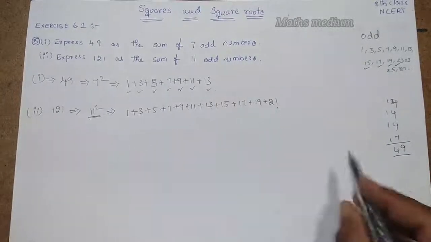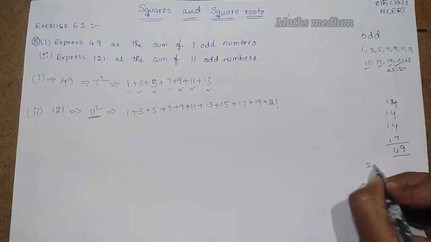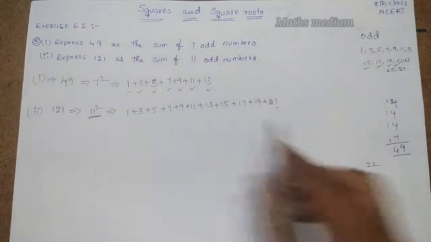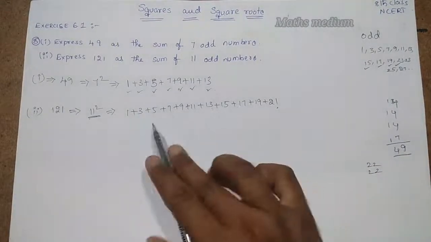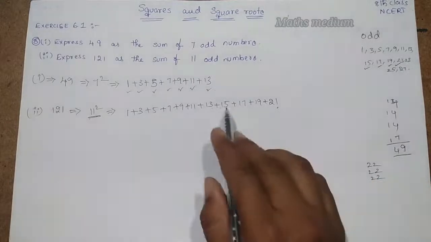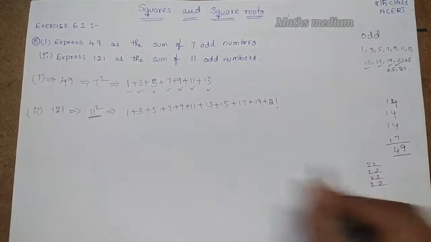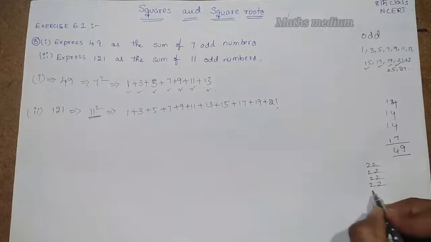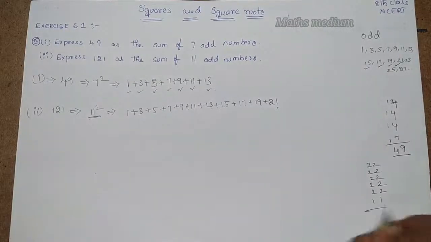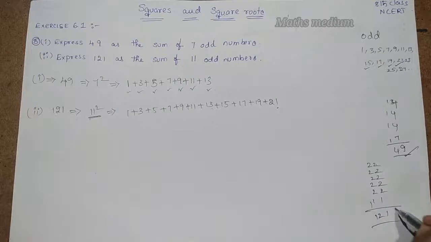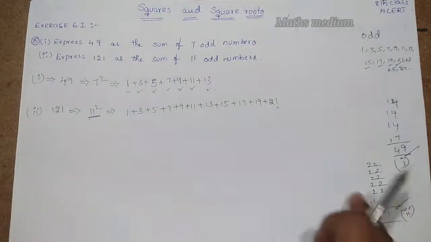If you want to check this, 21 plus 1, 22. 19 plus 3, 22. 17 plus 5, 22. 15 plus 7, 22. And 13 plus 9, 22. It is 11. 1, 2, 3, 4, 5. 5 22s are 110, plus 11, 121. 121 is the answer here. So this is question 1, this is question 2. By checking these two, we get the answer, right?